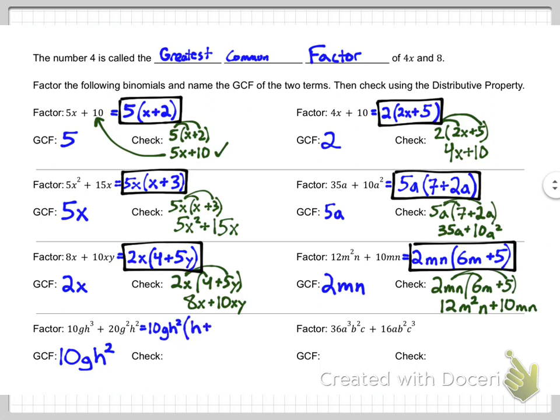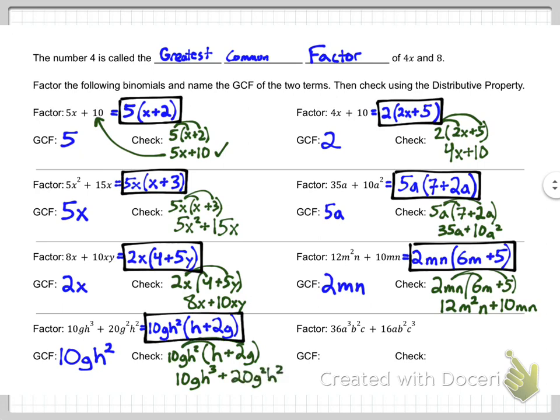So I'm left with an h in the first term and a 2g in the second term. Let's multiply that out and make sure. So 10gh squared gives me 10gh cubed, which is what I wanted, plus 20g squared h squared. So that is the correct answer.